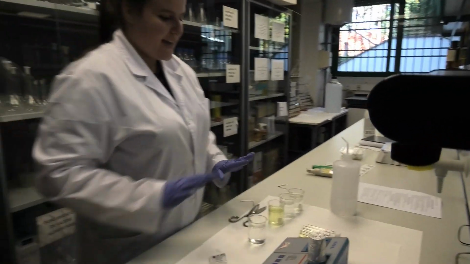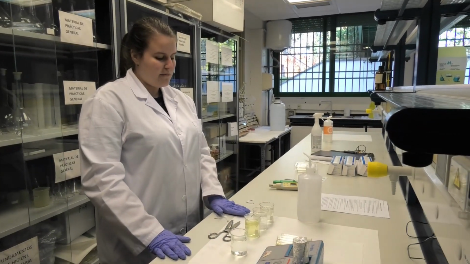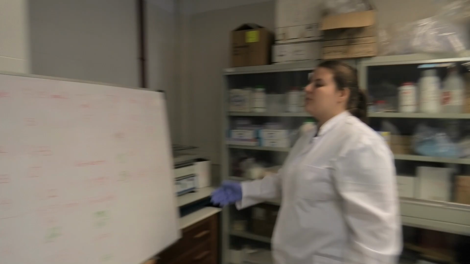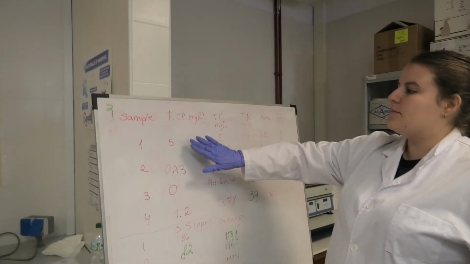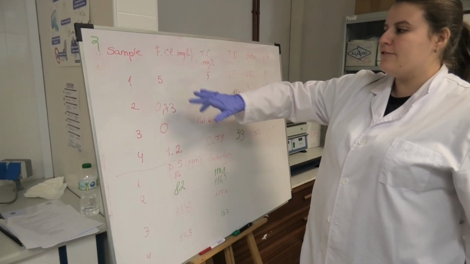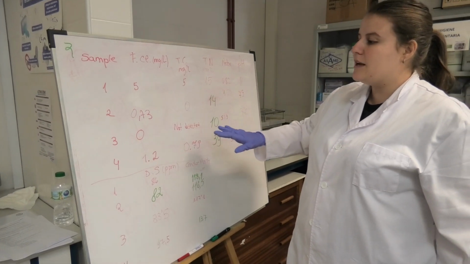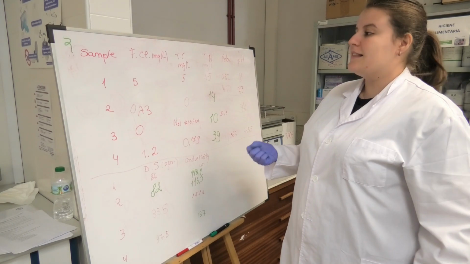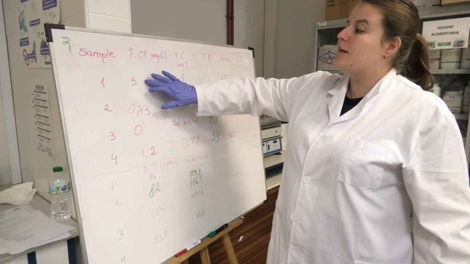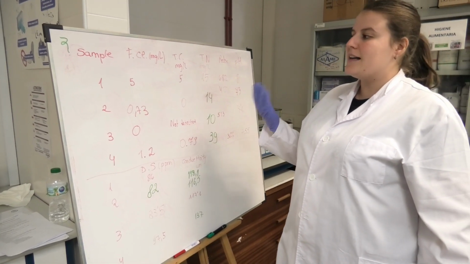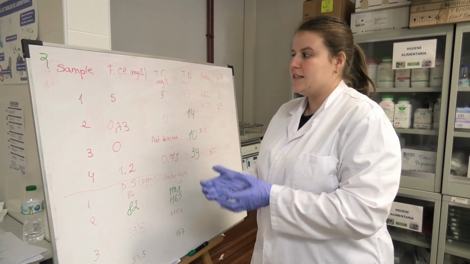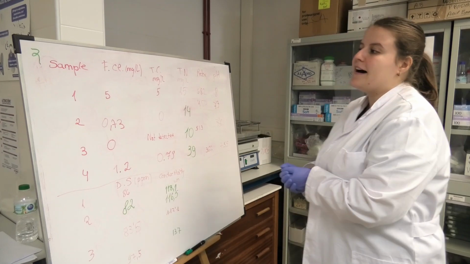We have done the same experiment for samples number 2, 3 and 4, and the results are shown here on the whiteboard. For free chlorine, sample number 1, the result is 5, for the second one 0.73, for the third sample 0, and for the fourth 1.2. It makes sense because sample number 1 is the sample that has the highest concentration of chlorine. In other words, it is due to the bleach we have added to the water.